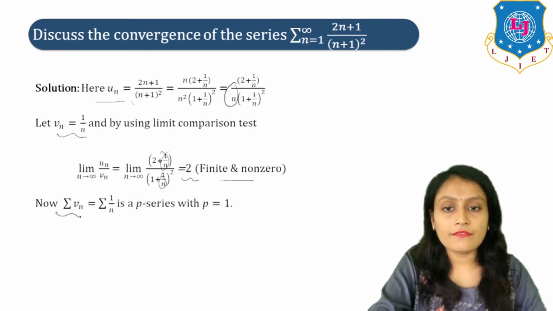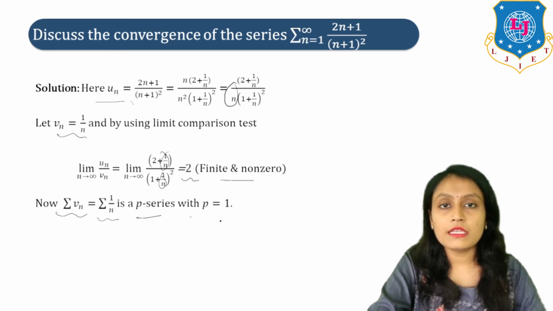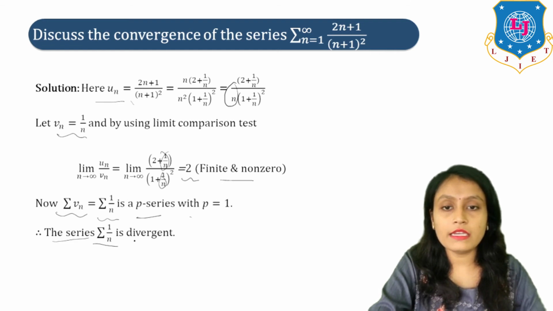Now we have to check vn. Series vn is equal to series 1 upon n, which is a P series with P equal to 1. Therefore, we can say that the series 1 upon n is divergent by P series test. Okay, so by comparison test, you can say that the series un is divergent.